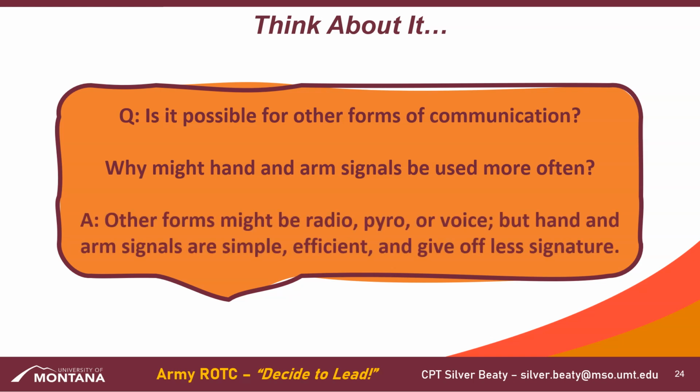Well, other forms might be radio, pyro, or voice, but at the end of the day, hand and arm signals are simple, efficient, and when we say they give off less signature, we're talking noise discipline and light discipline. Pyro tends to give off a lot of light and noise. Radio, if your university doesn't use the earbuds, or we have ones that actually plug into our radios, we still have to speak into those, which means we're using our voice. So hand and arm signals, we really drill that into people that they're simple and efficient, and they're just the smarter way to control what you're doing.